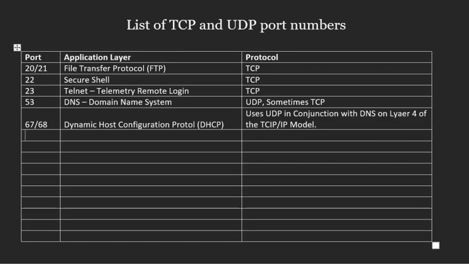Next port we have is port 69, which is the trivial file transfer protocol. And that uses UDP. And then we have the ever-present port 80, which handles Hypertext Transfer Protocol, HTTP. That runs on the TCP protocol. Next we have port 110, which handles Post Office Protocol, or POP3. And that also runs on TCP.